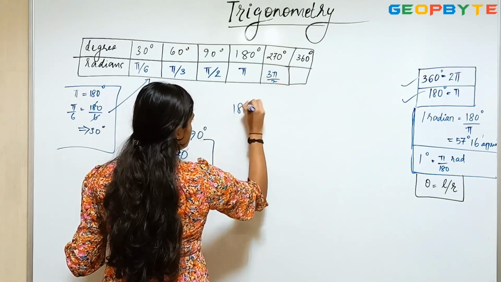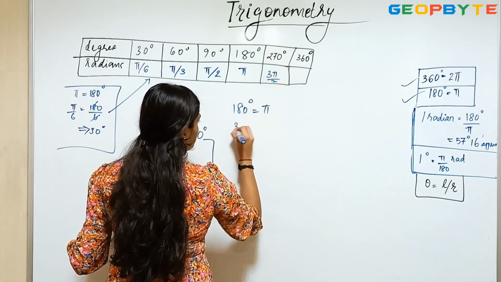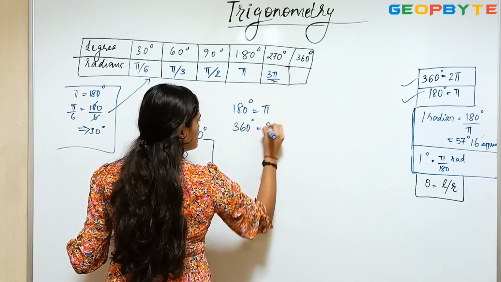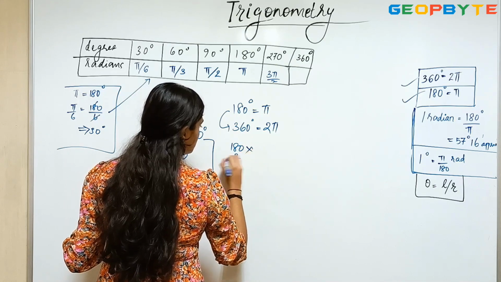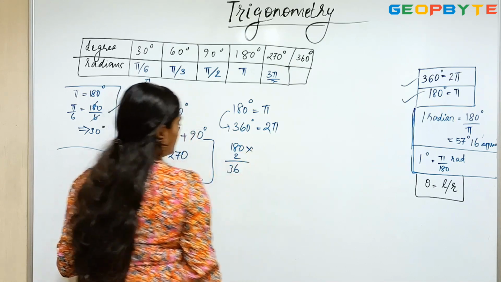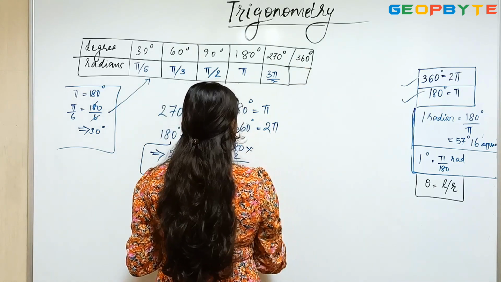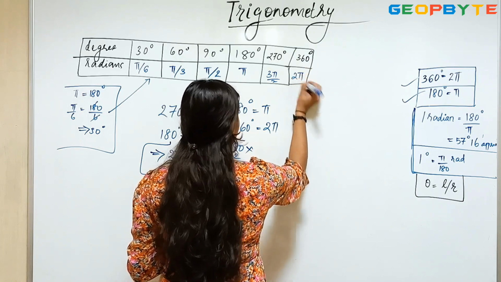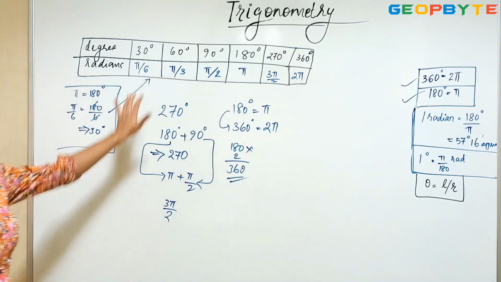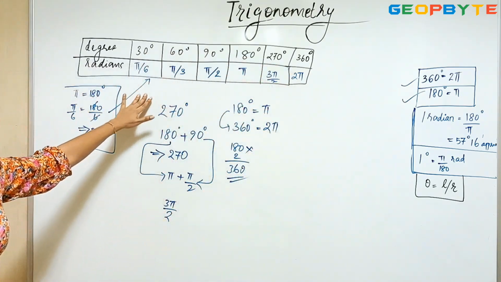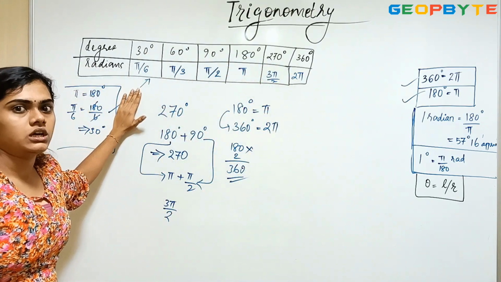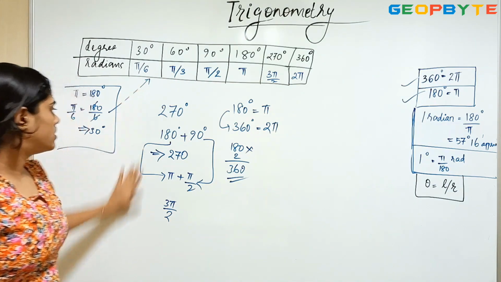If 180 degree is equal to pi, then what about 360 degree? It is 2 pi, just 2 times. 180 into 2 is 360. So this will be my 2 pi. So if you remember these three degrees and the corresponding radian conversions, it will be easy in the future.